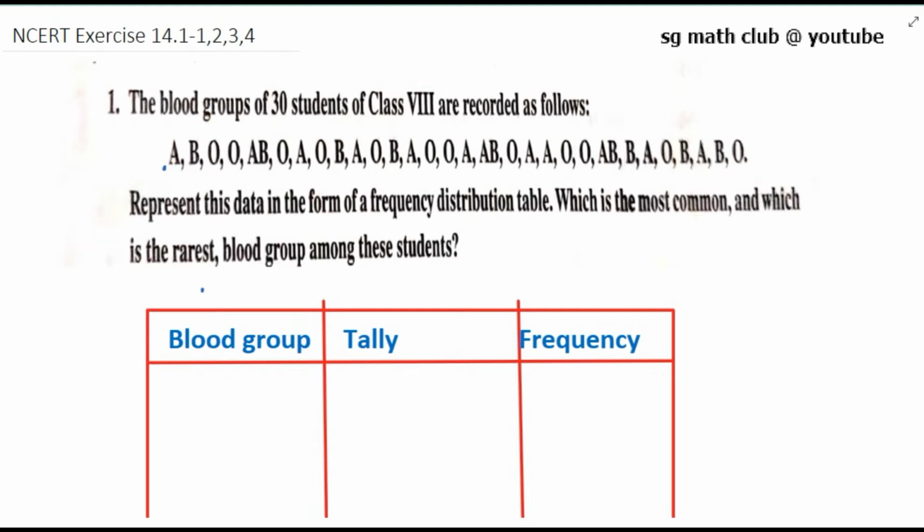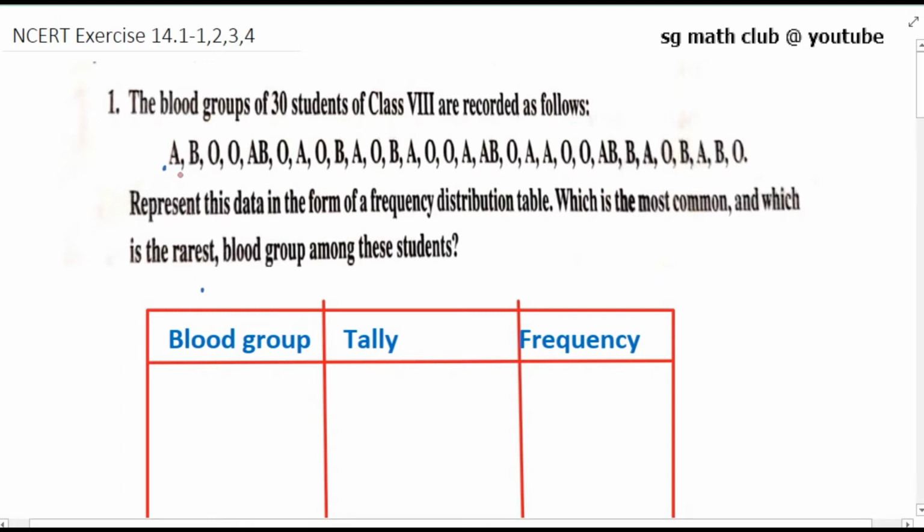We have already studied how to prepare grouped and ungrouped frequency distribution tables. In today's video, we will do some problems based on them. So the first question is: the blood groups of 30 students of class 8 are recorded as follows.